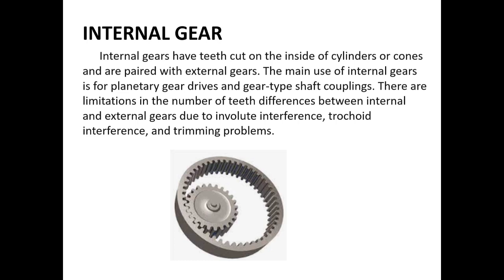Next, internal gear. Internal gears have teeth cut on the inside of cylinders or cones and are paired with external gears. The main use of internal gears is for planetary gear drives and gear type shaft couplings. There are limitations in the number of teeth differences between internal and external gears due to involute interference, trochoid interference, and trimming problems.